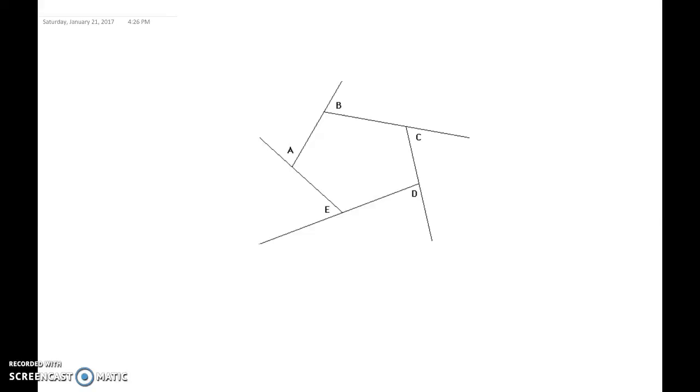All right, so now the last video, we're still in section 6.1, and the last video is going to be talking about the exterior angles of a polygon.